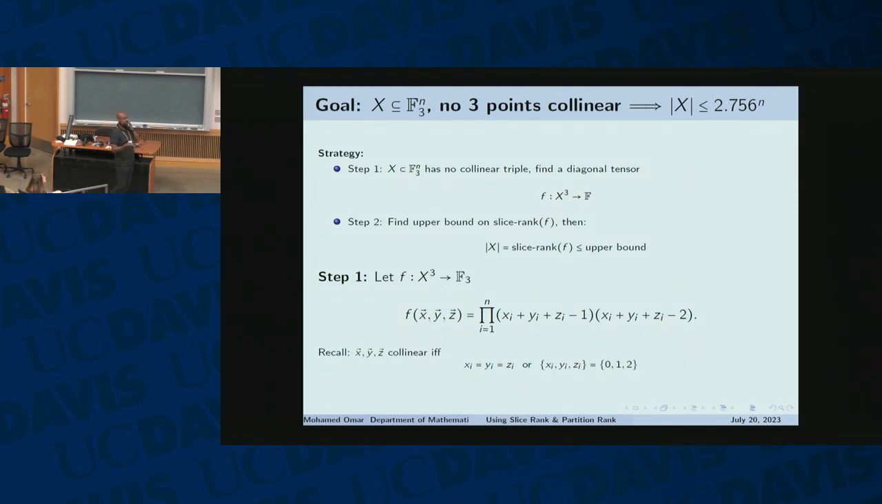Sorry, N is the size of X? Sorry, say that again? N is the size of X? No, so n is the dimension of this vector space. So each of these vectors has n coordinates. X itself is a set of points inside of here that avoids a collinear triple.